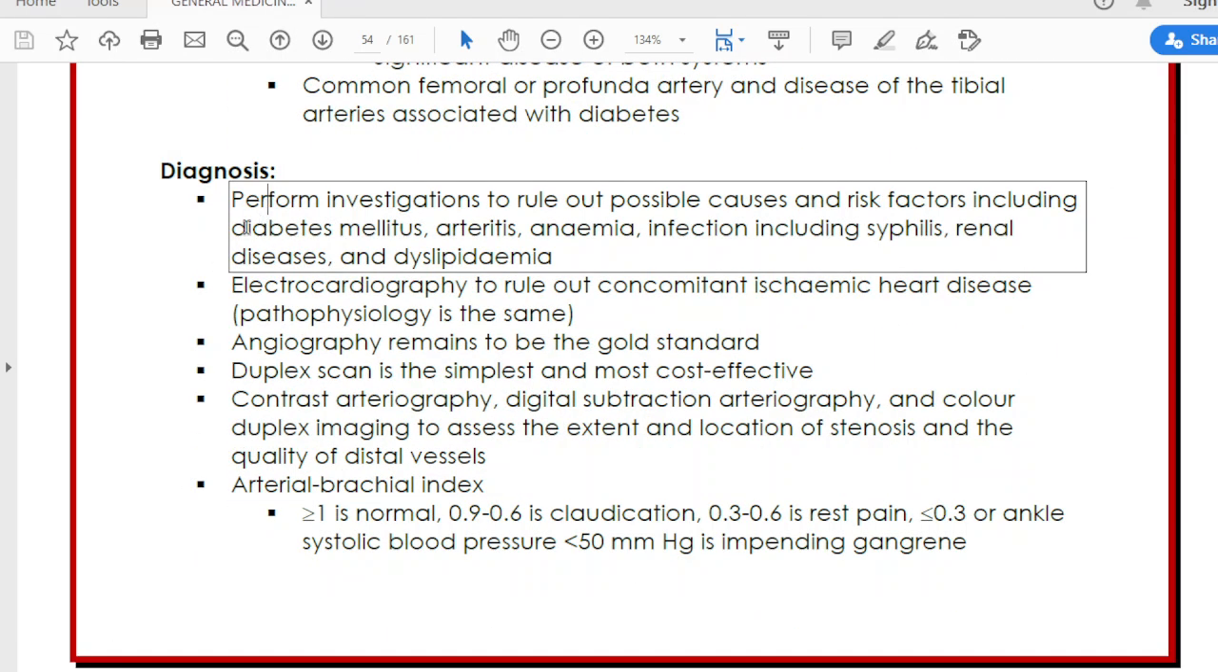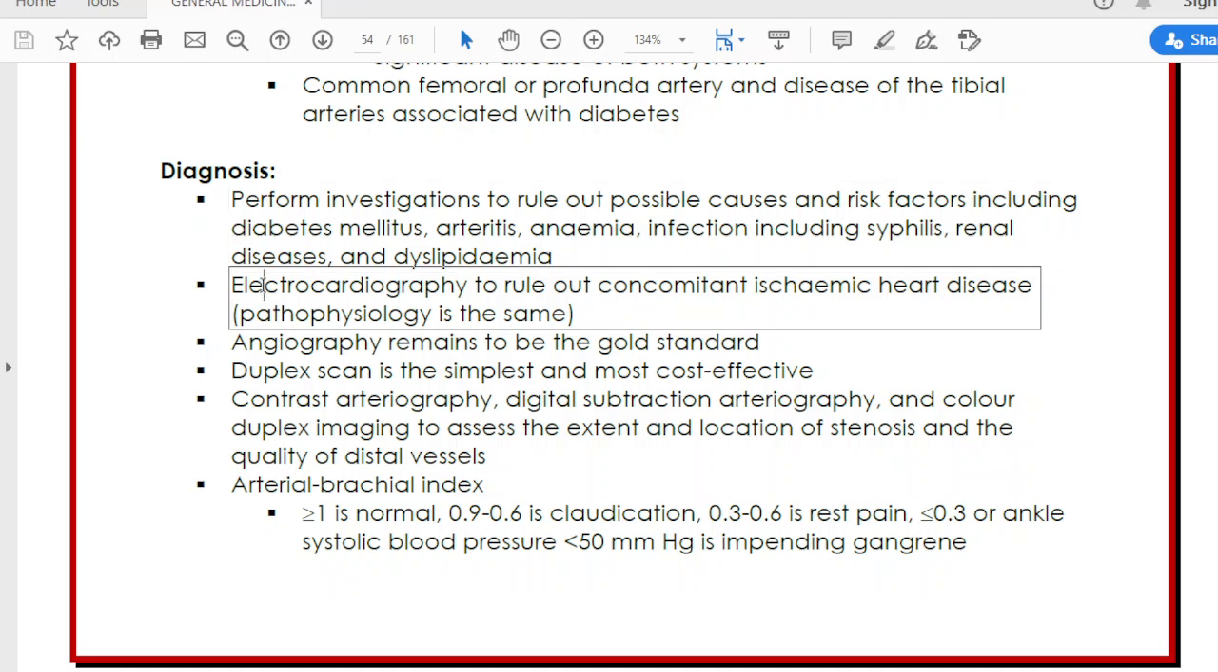Diagnosis. Perform investigations to rule out possible causes and risk factors including diabetes mellitus, arteritis, anemia, infection including syphilis, renal diseases, and dyslipidemia. Electrocardiography to rule out concomitant ischemic heart disease. Pathophysiology is the same. Angiography remains the gold standard. Duplex scan is the simplest and most cost-effective.